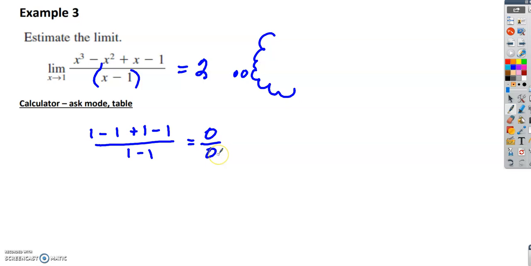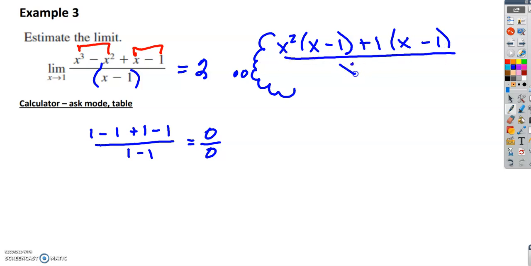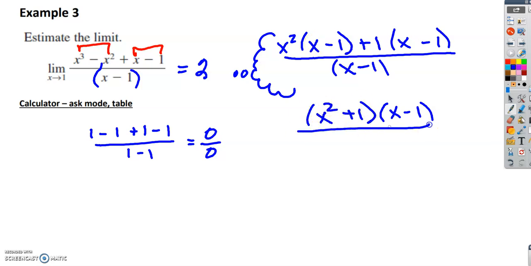If you didn't follow, let's do it. On the top, I'm going to factor by grouping. If you remember, factoring by grouping means I'm going to group these two together and factor out my GCF from both. So I'm going to factor an x squared out of those two, leaving x minus 1. I'm going to factor out just a 1 here because there's no other common factor. And then that's still over x minus 1. Then on the top, I'm going to take an x minus 1 out of both of these, so that gives me x squared plus 1 over x minus 1.